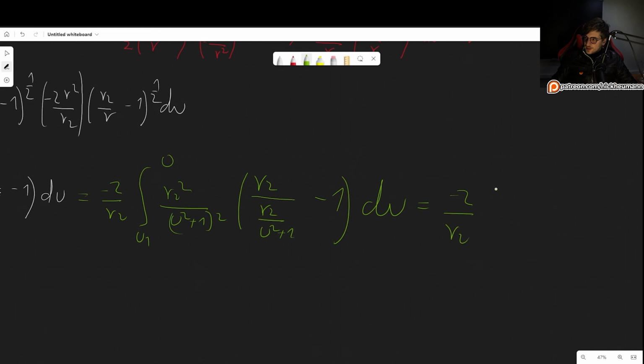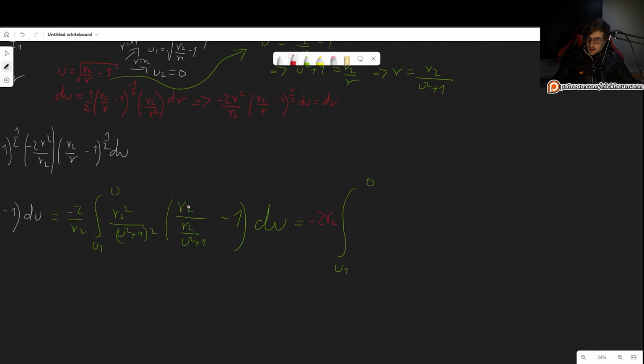So these constants, they don't change. Then take a look at this. So we have r2 squared and r2. So let's allow them to simplify each other. So we get, instead of r2 down here, we get minus 2 r2. There we go.